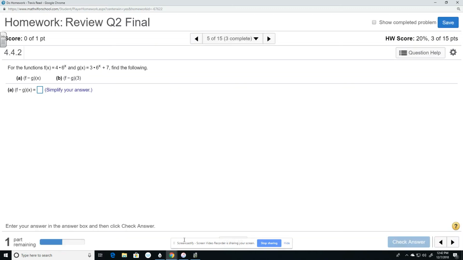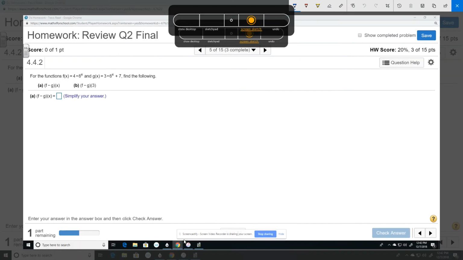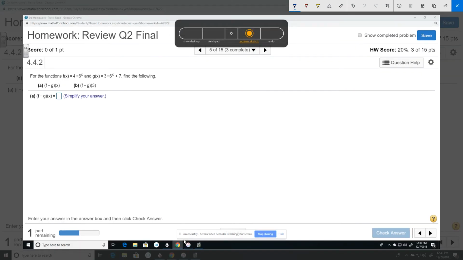Okay, number 5. This one I think is one of the ones that will give you a little bit more trouble on the test, just because of the notation. If you look at f and g of x, f of x equals 4 times 6 to the x power. G of x equals 3 times 6 to the x power plus 7. First thing it wants us to find is f minus g of x, which means I'm going to take f of x and I'm going to minus g of x.